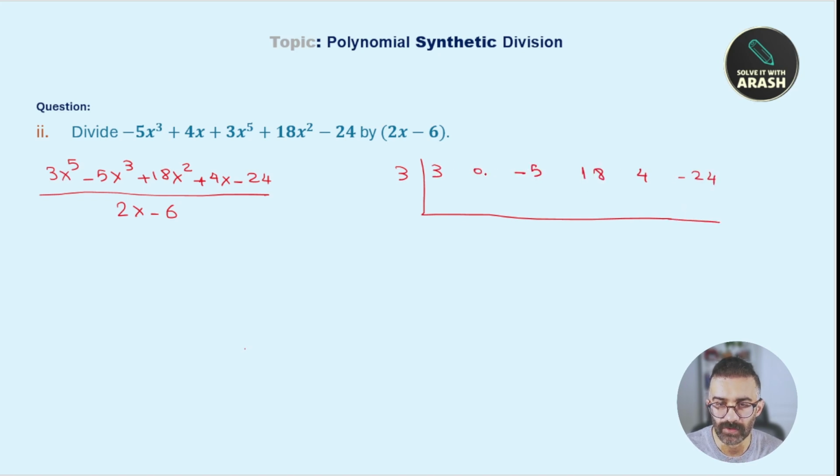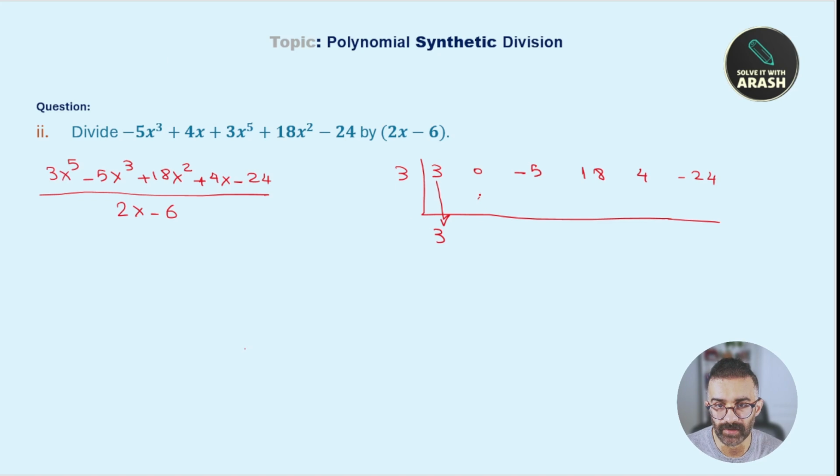As you notice, I placed a 0 after 3. The reason is we don't have an x to the power 4, so we need to show that term, although it's missing. Any term that is missing, we need to show with a 0. So 3 is the leading coefficient, and 0 is the coefficient of x to the power 4, and negative 5 is for x cubed, and so on and so forth. We need to make sure that we include all the degrees from the highest degree to the lowest degree. And then we move down the first coefficient.